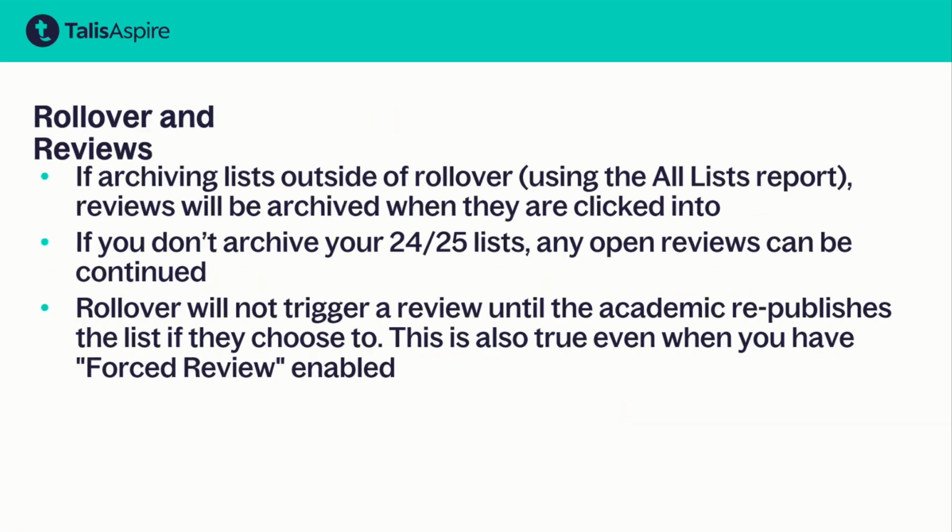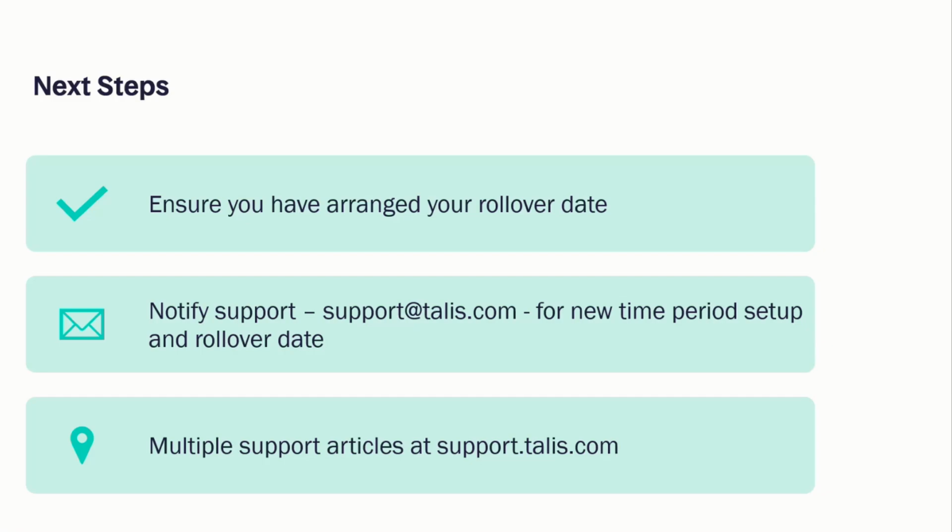If you're archiving lists outside of rollover, the reviews will be archived when they are clicked into. So if you don't archive your 24 or 25 lists, any open reviews can be continued, and rollover is not going to trigger a review until the academic republishes the list if they choose to. That's also true even when you have forced review enabled. So any questions at all on rollover or reviews, do just add that into the chat.